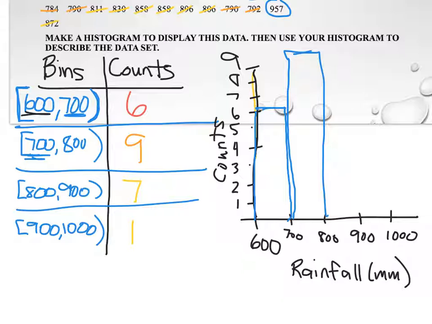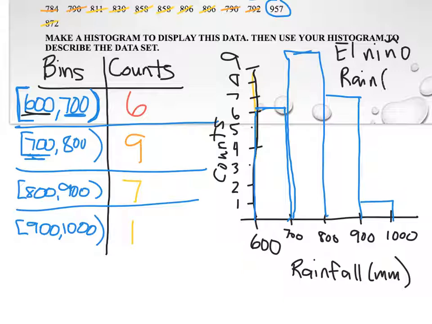So we're going to keep going. 7, and then finally with 1. And the last thing we just need to do is make sure we give it our title. So we can say we're going to title this El Niño Rainfall. And there we go. There's our histogram.